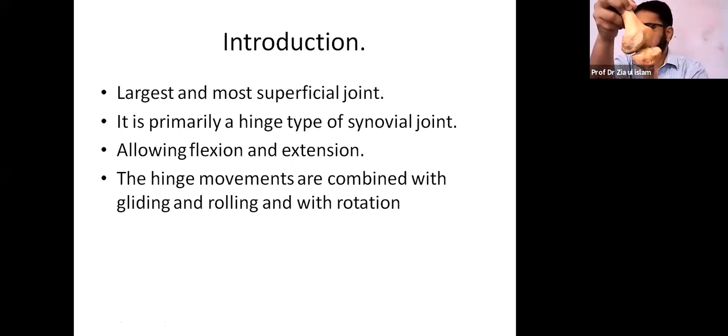ये जनाब ये flexion extension हो गया, but it also moves like this one. That is, the femur moves over the tibia. So it has somewhat a gliding and rotation movement. So that's why it is a primary hinge type, condylar type of joint, allowing flexion and extension, plus there is a gliding and rolling movement with a small degree of rotation.